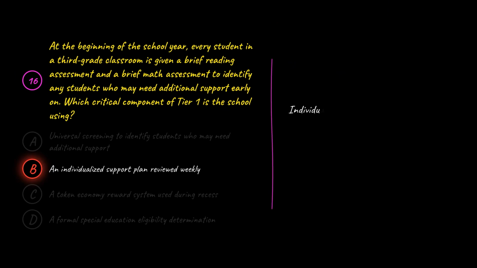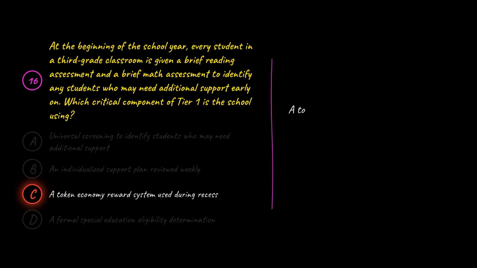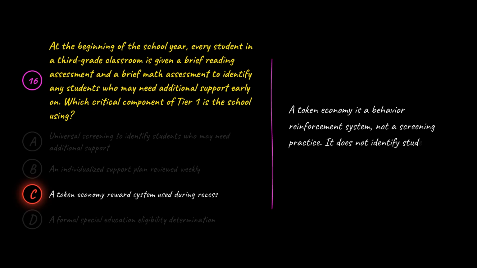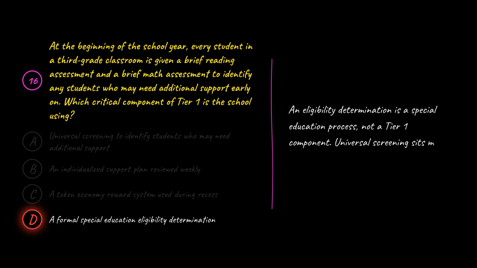B is wrong because individualized support plans are a Tier 3 component, not a universal Tier 1 screening practice. They are tailored to individual students with significant needs. C is wrong because a token economy is a behavior reinforcement system, not a screening practice. It does not identify students for additional academic support. D is wrong because an eligibility determination is a special education process, not a Tier 1 component. Universal screening sits much earlier in the support sequence.